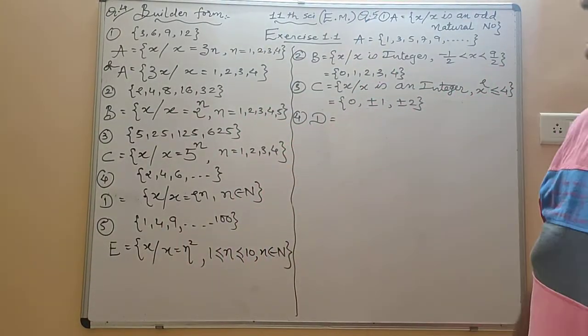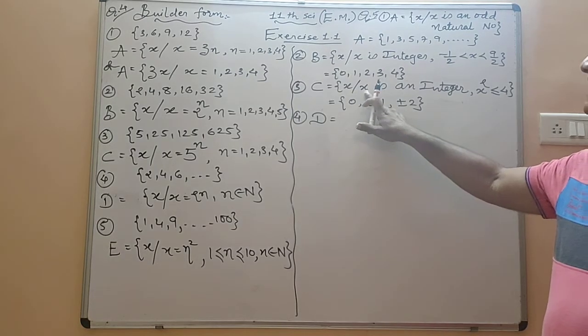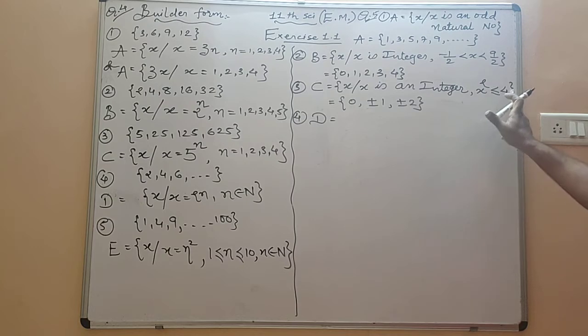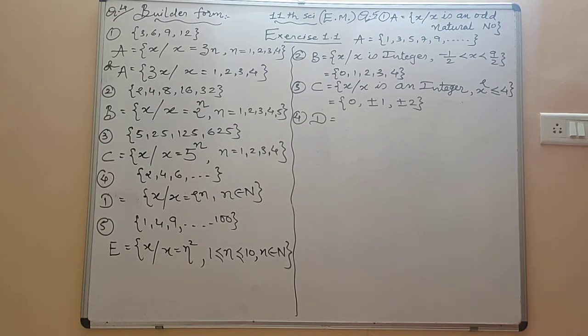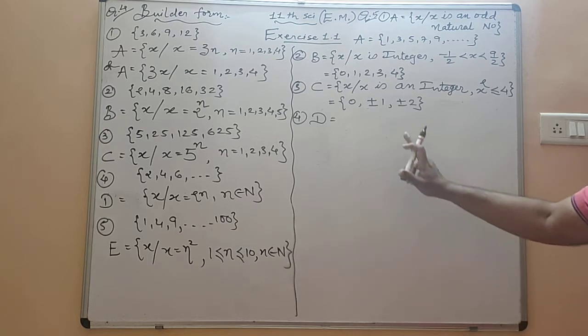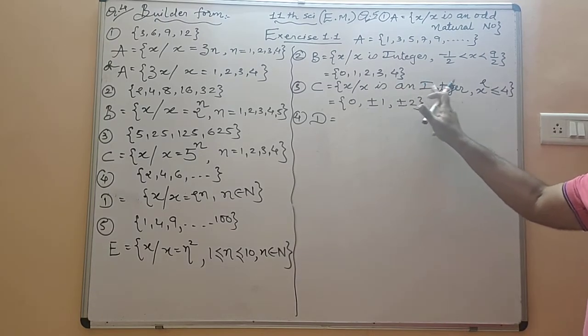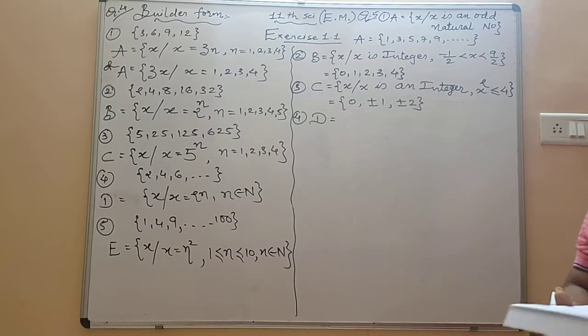If in the same sum, x is a positive integer and the same condition is given, then your answer is 0, 1 and 2. If it is given that x is only a negative integer, then your answer is minus 1 and minus 2.